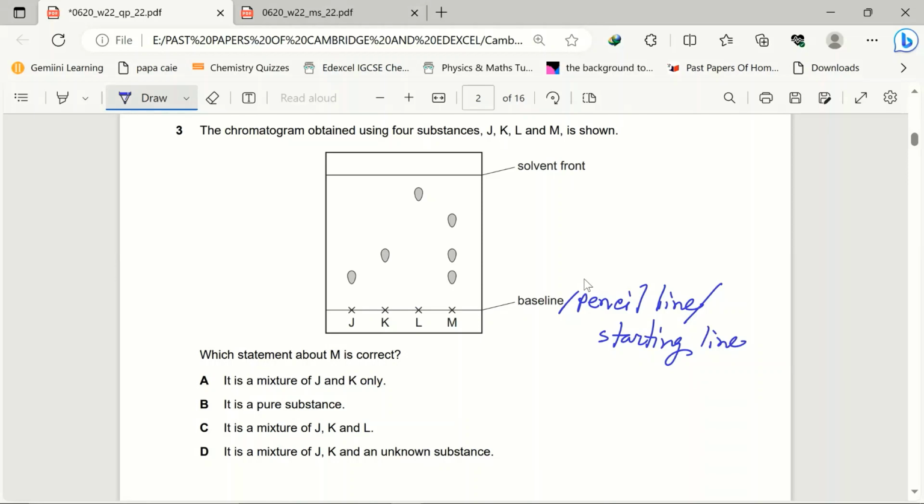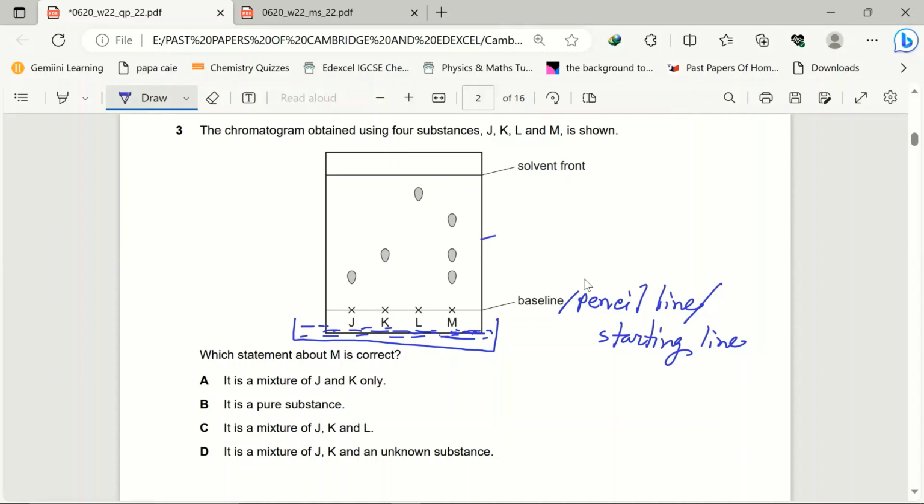So from the starting line, we give the spots for the different inks or different mixtures of chemicals. Then we'll run the solvent. You can use a tub, or we have a chromatographic chamber. So only the tip of the paper will touch the solvent. So make sure your solvent must be below the baseline. After we place our chromatographic paper vertically into the solvent, the solvent will start coming up against the gravitational force.